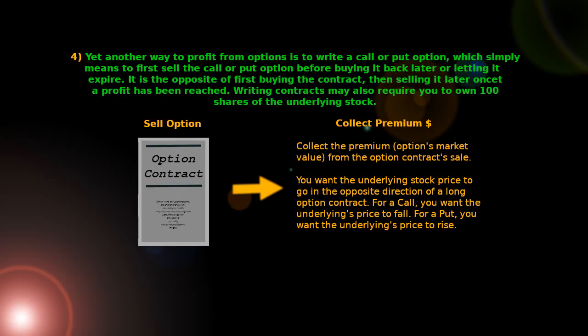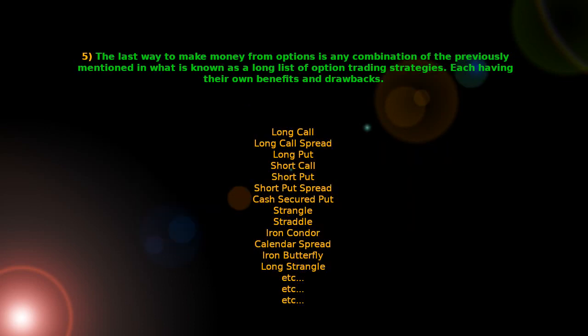Yet another way to profit from options is to write a call or put option, which simply means to first sell the call or put option before buying it back later or letting it expire. It is the opposite of first buying the contract, then selling it later once a profit has been reached. Writing contracts may also require you to own 100 shares of the underlying stock.